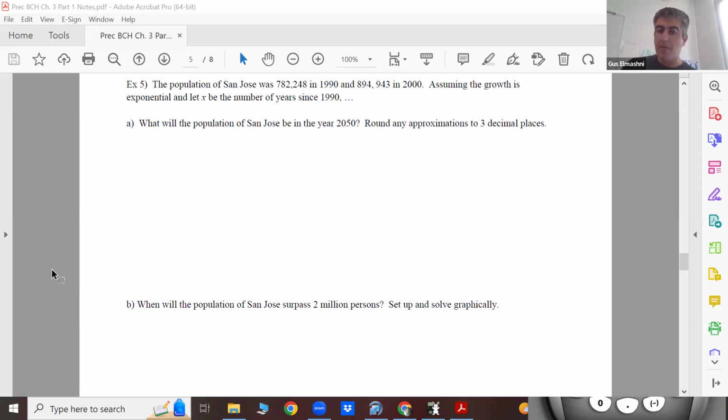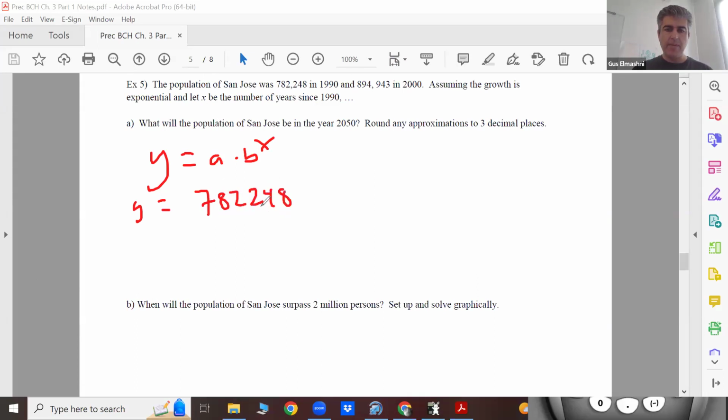What will the population be in the year 2050? Okay, not hard. Very easy. y equals a times b to the x, or y equals 782,248 times b to the x.